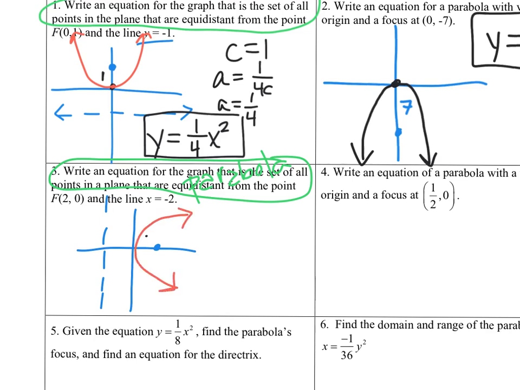My c is 2. So if it's opening to the right, it's going to be x equals, and my a is going to be positive. So I'm going to find out my a by doing a equals 1/4c, where c is 2. So it's going to be positive 1/8 y squared, because it's opening to the right.